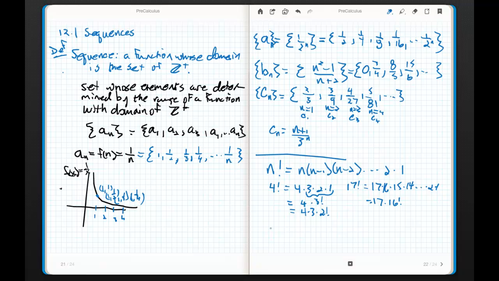So another way to write n factorial is I can rewrite n factorial as n times n minus 1 factorial, or n times n minus 1 times n minus 2 factorial. Now that factorial is only dealing with this term. All right? That gets a little confusing in terms of PEMDAS.